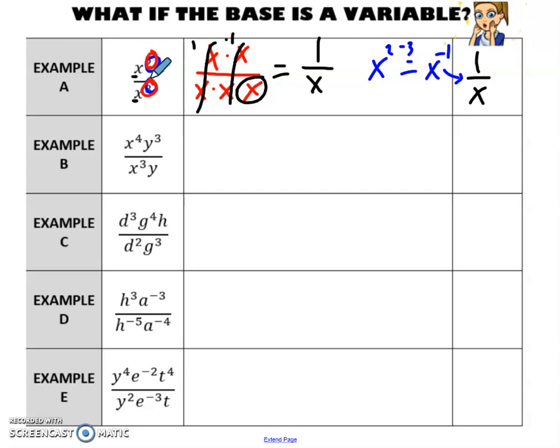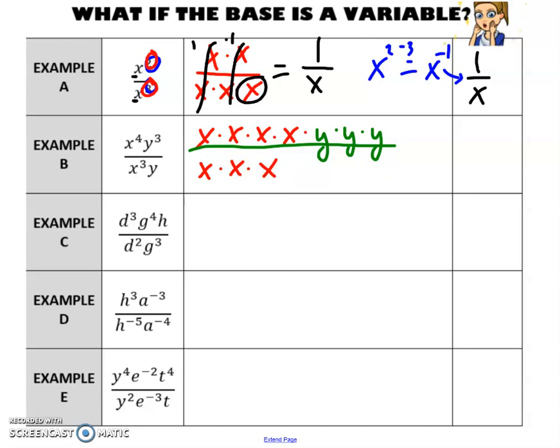Let's look again. We're going to do expansion again just so that we can keep seeing this. x to the 4th times y cubed. So I'm going to expand x. x to the 4th means x times itself 4 times. And then we have y to the 3rd, so y times y times y, 3 times. In our denominator, we have x cubed, so x times x times x, and then we have times y.